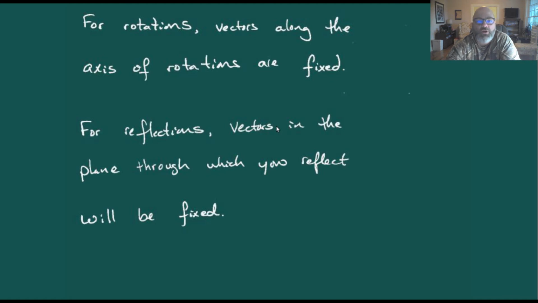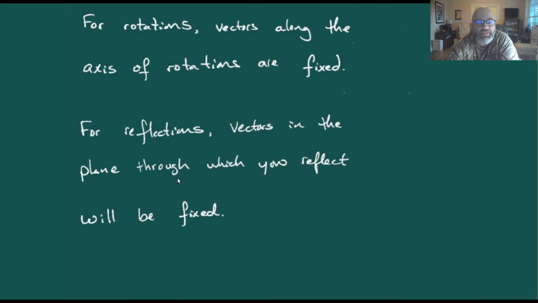Now for rotations, as we said just a second ago, we've got a fixed axis. So the axis in that particular linear transformation is not being moved. That axis is staying exactly where it is. Likewise, for the reflections, if we take vectors that were already in the plane through which we're reflecting, those vectors are not moving. They're still staying in exactly the same position from which we started.